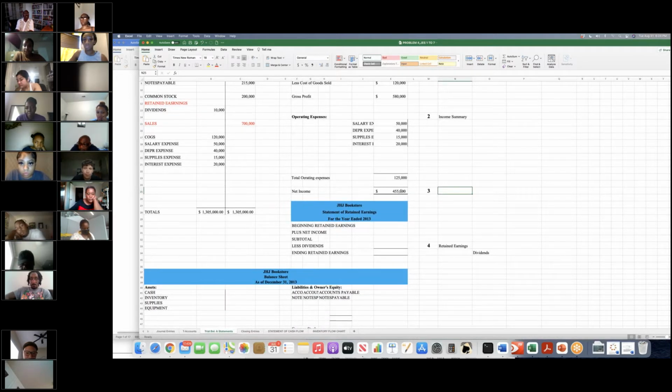So let's do our statement of retained earnings now. What was our beginning retained earnings? 0. We had net income of what? 455. Our dividends were what? 10,000. Our ending retained earnings is what? 445.